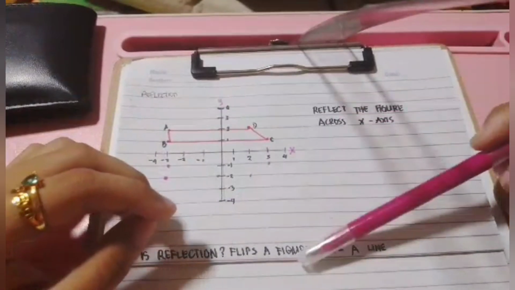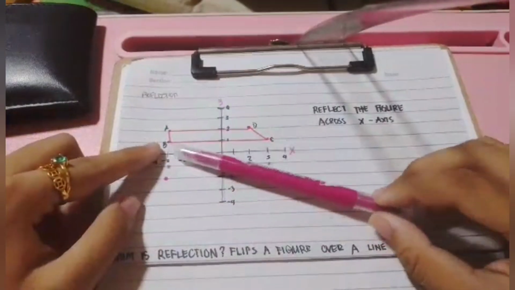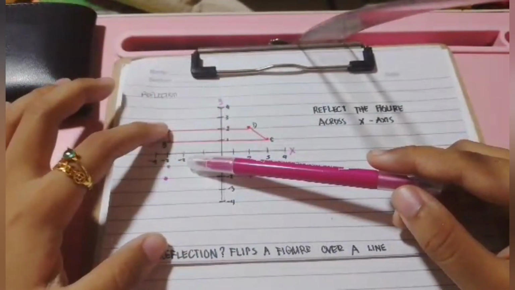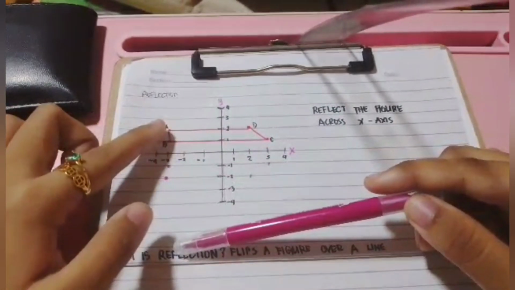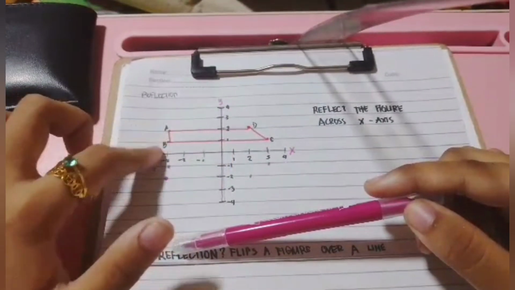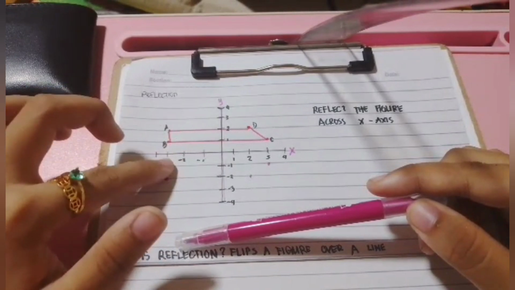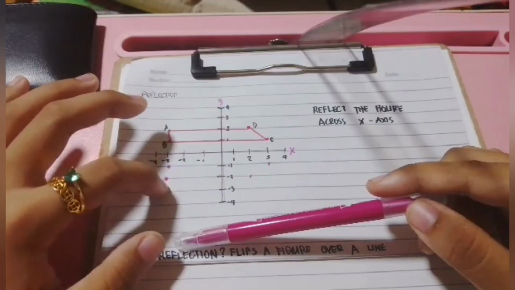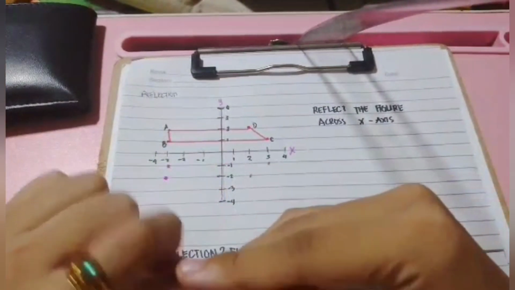Here is an example. Reflect the figure across the x-axis. So, this is the x-axis. So, from here, we will try to reflect A. Its distance is 1, 2, 3 from the x-axis. Then, across it, we will also go down 3. 1, 2, 3. So, this is our A. We'll put A.